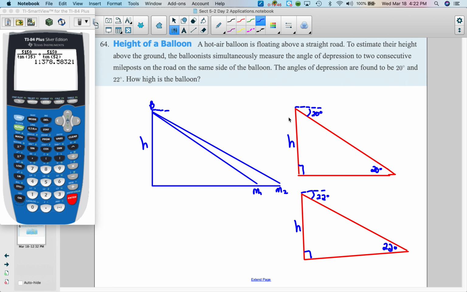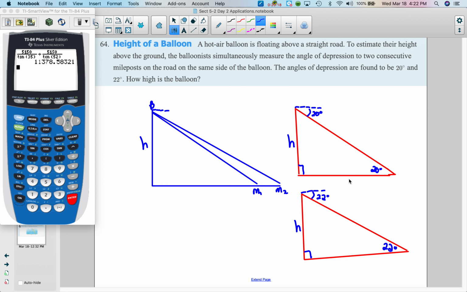I have this height of the balloon common to both of them, but one of them I showed an angle of depression of 20 degrees, which remember means that this angle inside the triangle would also be 20 degrees because parallel lines cut by a transversal form alternate interior angles that are equal or congruent. Same thing here. If you have an angle of depression of 22 degrees and this is 22 degrees, then that makes this 22 degrees.